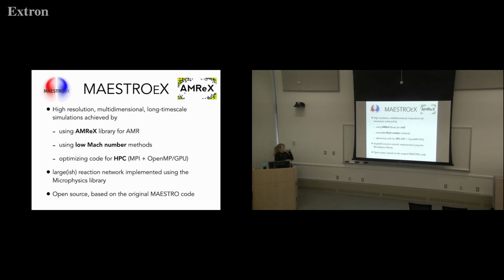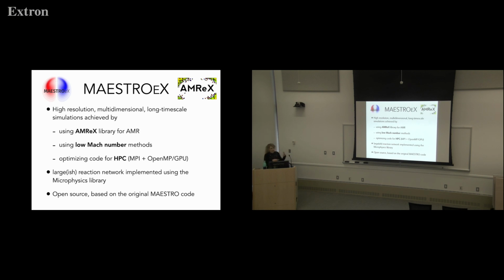Okay, so we're going to solve these equations using MAESTROeX. This is an updated version of our previous code, MAESTRO, hence why this one has an EX on the end. This code is high-resolution and multi-dimensional, and it's going to enable us to do long timescale simulations. It's built on top of the AMReX library, which is an adaptive mesh refinement library. So it's going to do all of the clever stuff to do with generating grids and so on for us, which is great because it means we just get to concentrate on the physics.